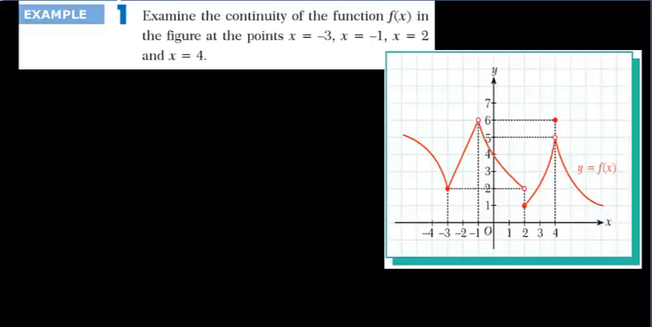Okay, now the first exercise is a graph exercise. And as I said, on the graph it's very easy to understand. When I move my hand from left to right, drawing on the graph, if I am not shifting my hand, it means that the function is continuous. So at x equal to -3, the function is continuous.